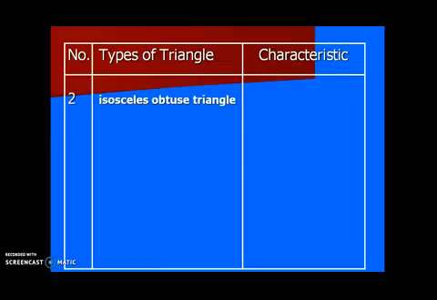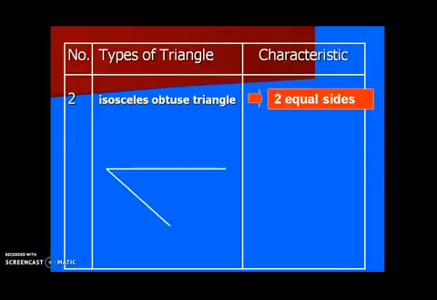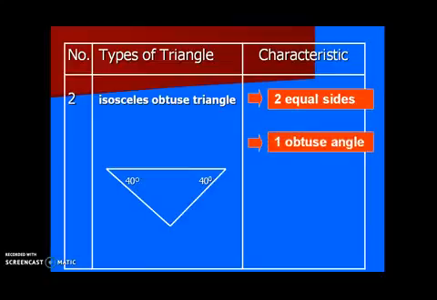Type number two is the isosceles obtuse triangle. The first characteristic is that it has two equal sides. This is, for example, 40 degrees, and it has one obtuse angle, for example, 100 degrees.